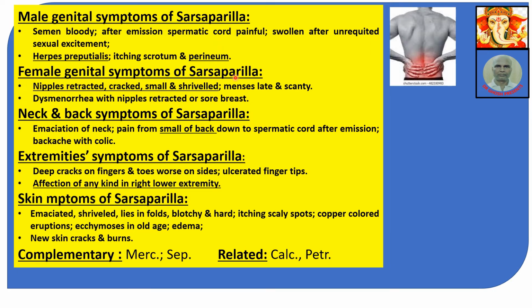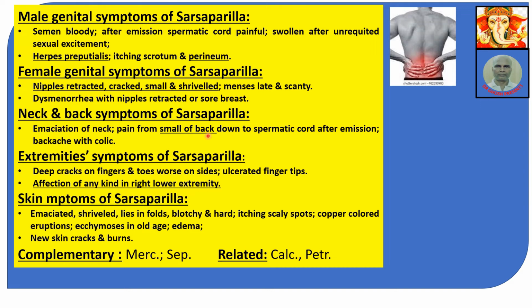Female genital symptoms of sarsaparilla. Nipples retracted, cracked, small and shriveled. Menses late and scanty. Mind it, sarsaparilla is a very good medicine for nipples. It has a definite affinity for nipples. Dysmenorrhea with nipples retracted and sore breast.